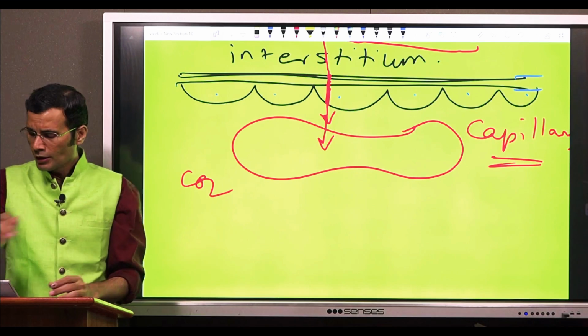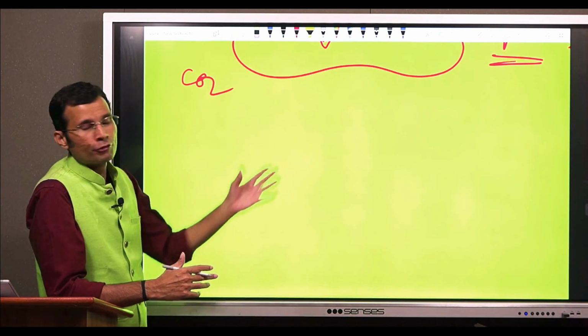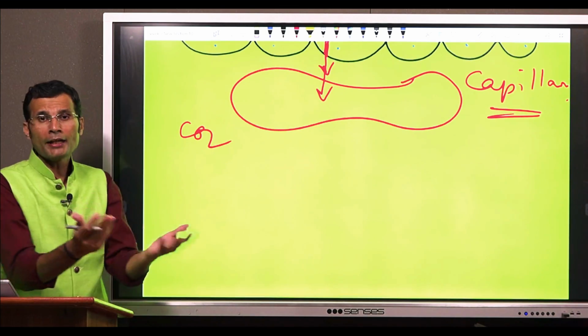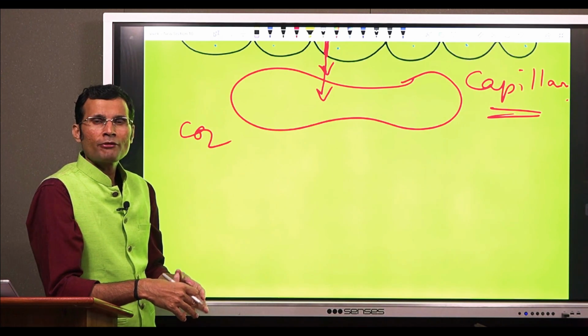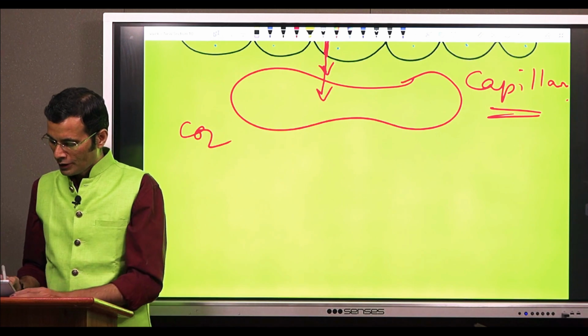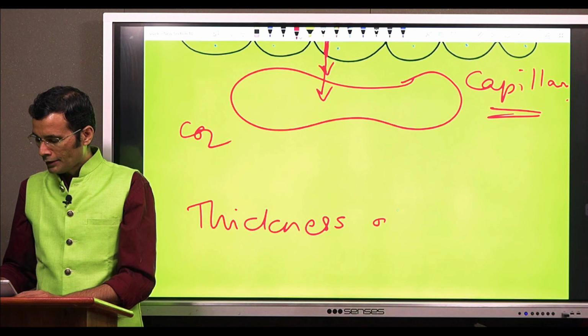Now the next point is what all factors influence this diffusion of gases. For instance, we are talking about the diffusion. So there are factors influencing the rate of diffusion which are applicable very much here. For instance, thickness of the respiratory membrane.